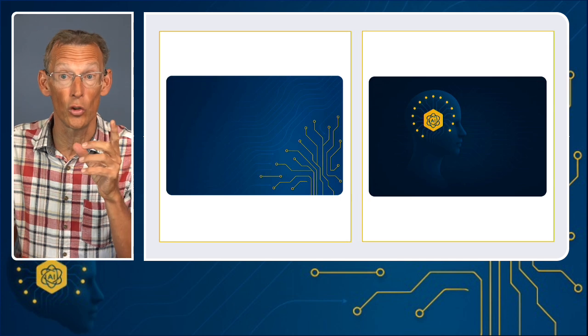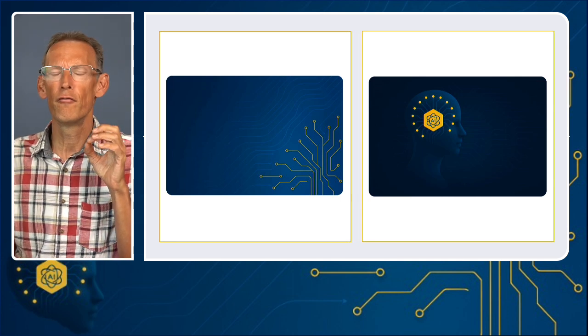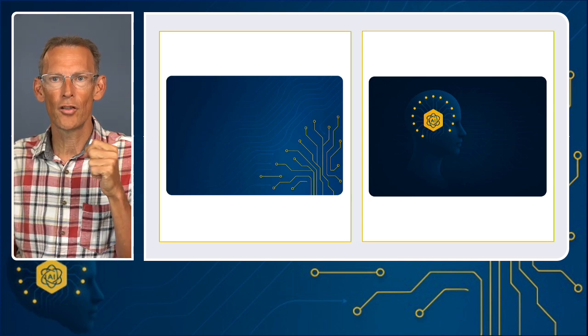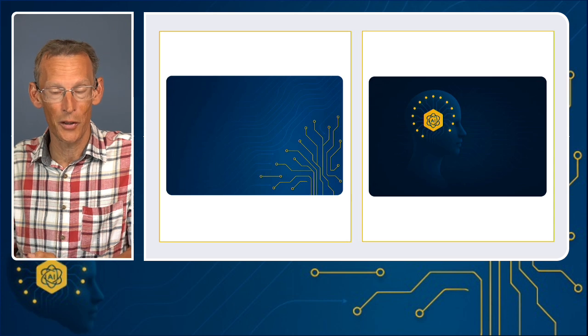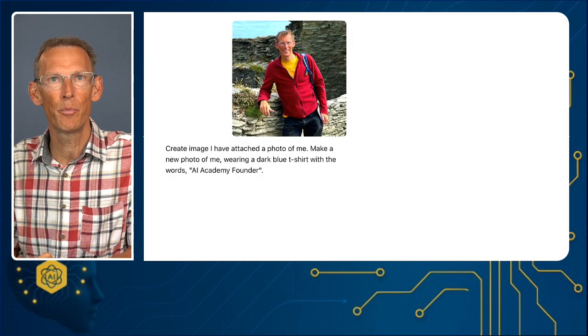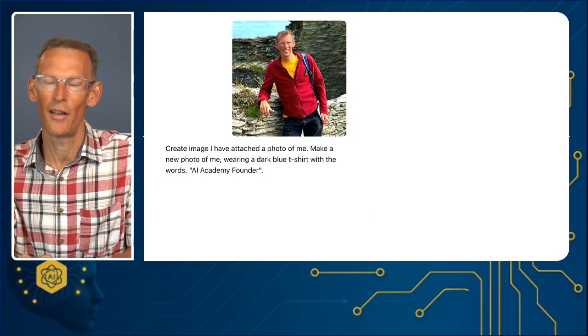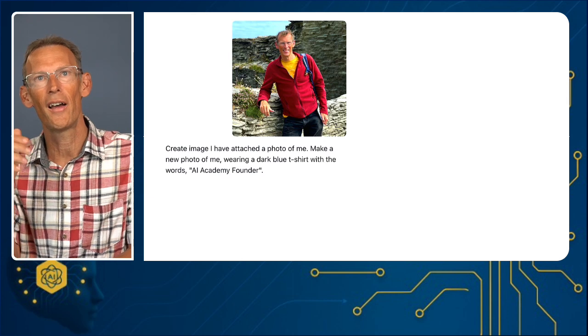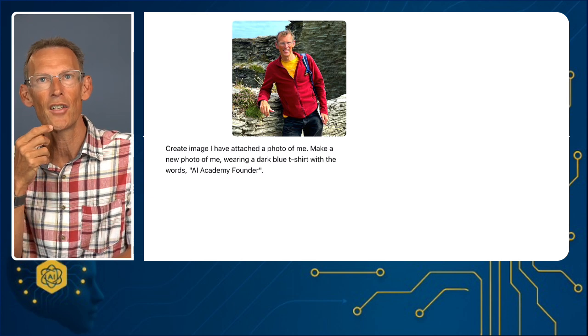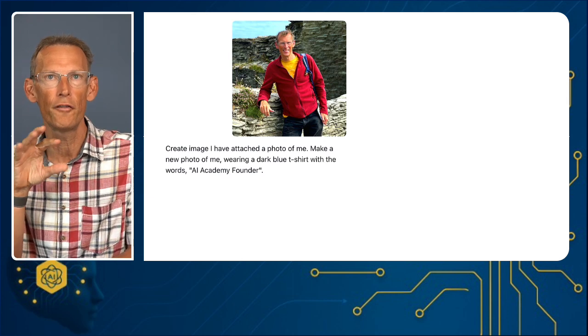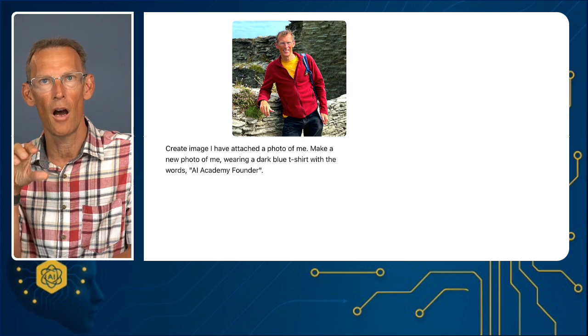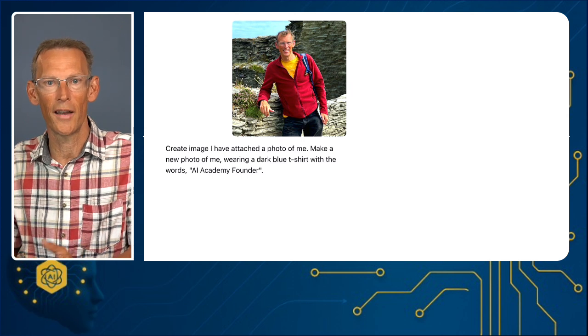Okay, what else could you do? Well, it's fairly good at replicating people. Okay, it's not perfect, as you'll see, but it's pretty good. So this is a photo of me. You can perhaps recognize me. And I said, I have attached a photo of me, make a new photo of me, but wearing a dark blue t-shirt with the words AI Academy Founder.